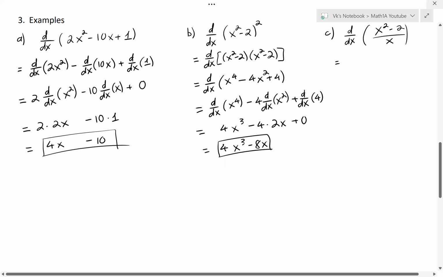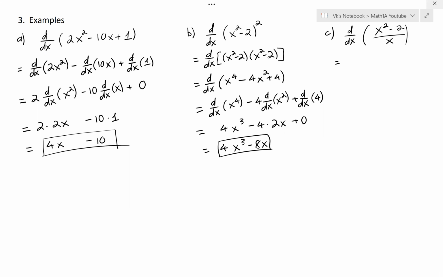In part C, same thing here. We cannot compute the derivative right away. We can simplify this expression by splitting it into two fractions. D over dx of x squared over x minus 2 over x. And we have the derivative of x minus 2x to the negative 1. Yay! So now we can figure out the derivative of each term.